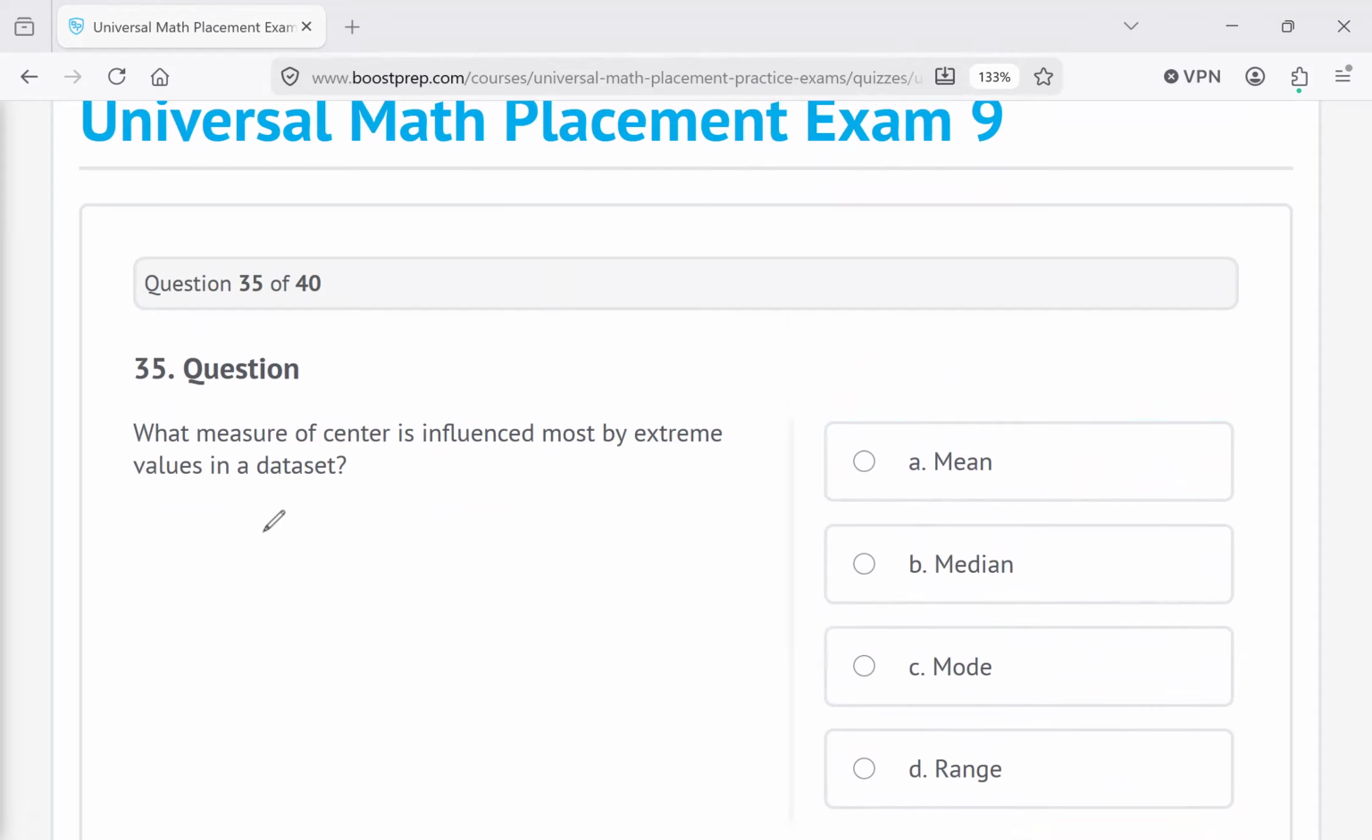35, what measure of the center is influenced most by the extreme values of the data set? I think it's mean, right? Yeah, it's mean. It says what measure of center is influenced most by extreme values of data set? It would have to be the mean.